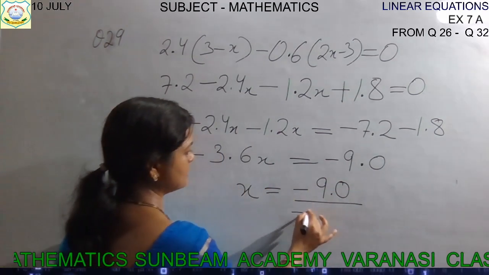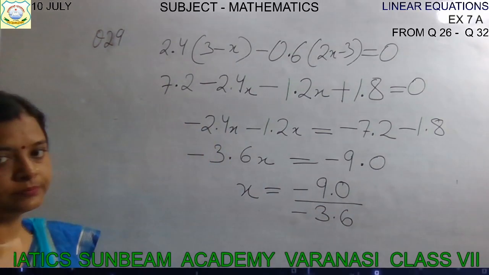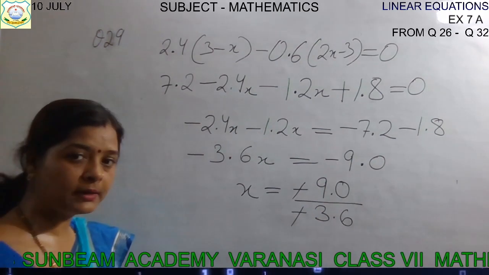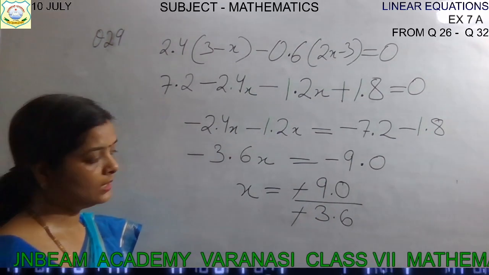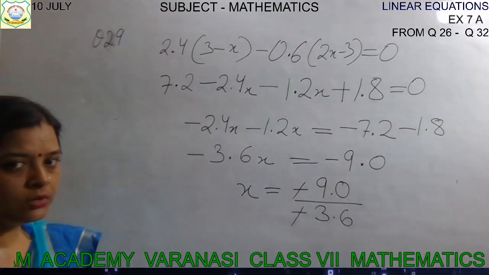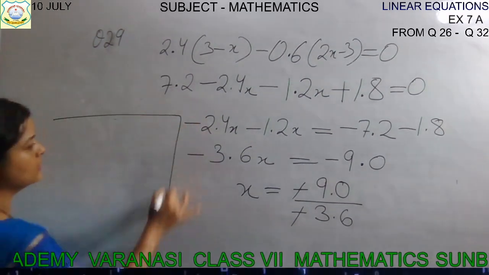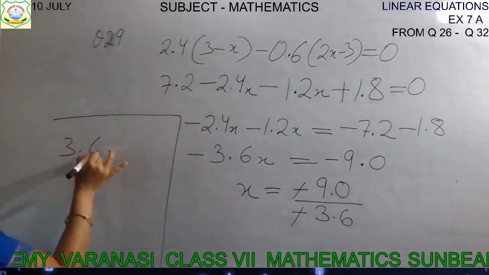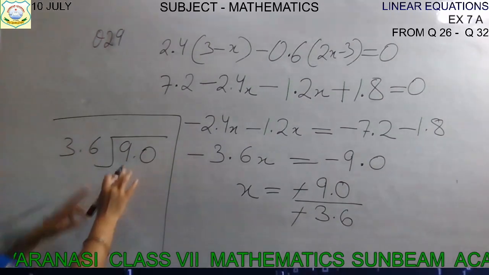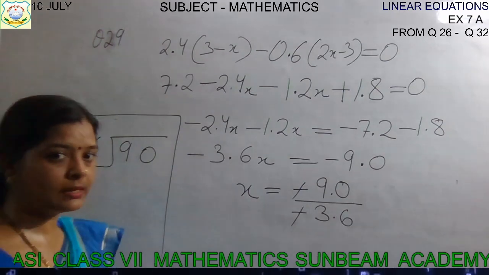9.0 divided by minus 3.6, children. What will happen? Come on. Minus minus will get cancel out. And just simplify it. How will you simplify? Convert into fraction or just take the divisibility method. Okay. 3.6. You have to divide 9.0. You can erase these two, both were having the same decimal number.